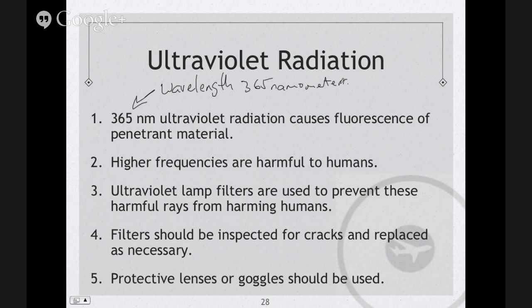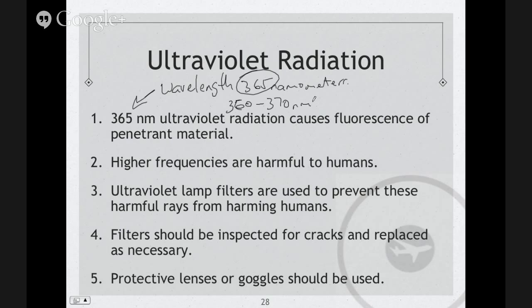So higher frequencies, right, are harmful to humans, to your eyes. So we want to stay within that range. Anytime we use a fluorescent penetrant, we don't want to use just any light. We want to use a light that emits the right wavelength. Actually, the wavelength that we want is 365. The 360 to 370 nanometers range is acceptable.